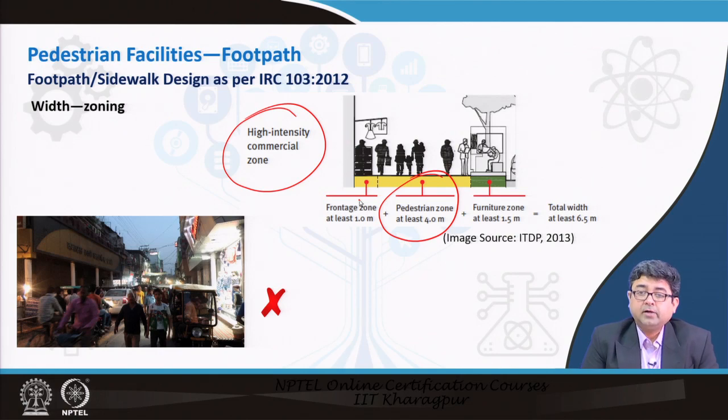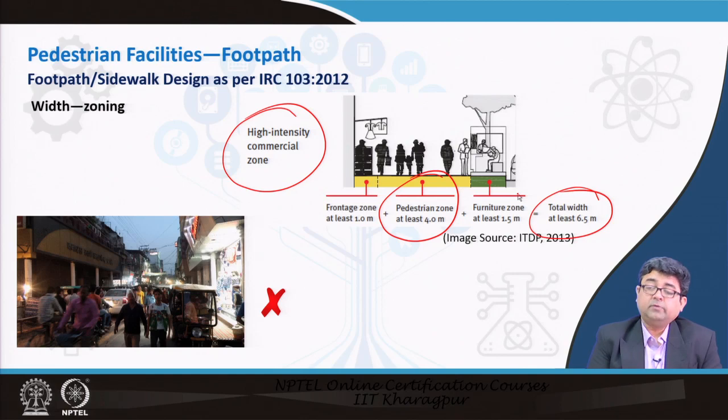So, you have to really provide wide sidewalks, so that people feel comfortable while they are walking, and more people do actually walk rather than use their motorized two wheelers or four wheelers. Then a total width of at least 6.5 meters is recommended. You will see that in many of the large metropolitan areas in their CBDs, you actually see much wider sidewalks when compared to smaller commercial zones or even residential areas.